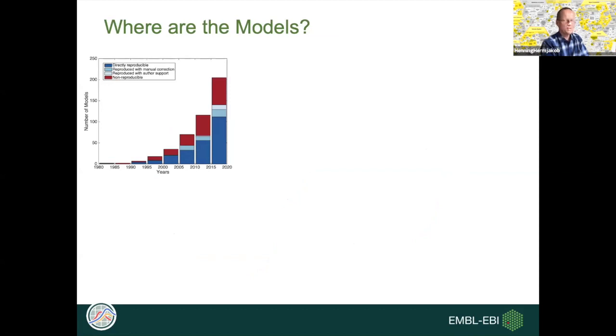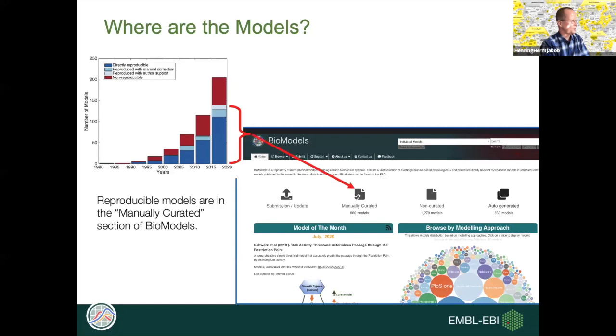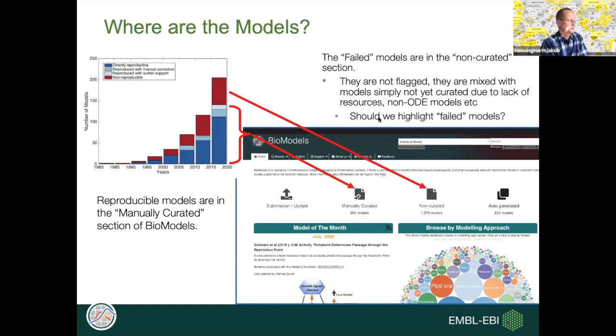So what happens with these models? Ultimately, this is about reproducibility. Is our study reproducible? Yes, at least it will be when it is published, I hope. So all the reproducible models are now in the manually curated section of BioModels. And I've shown before how they are represented. You can see the curation tab for each of the manually curated models. So they are already fully available in the public domain.